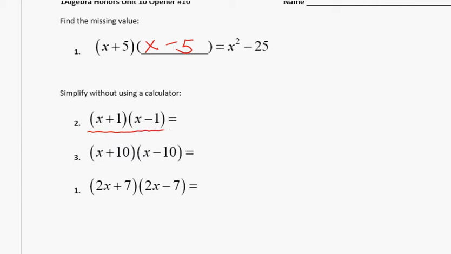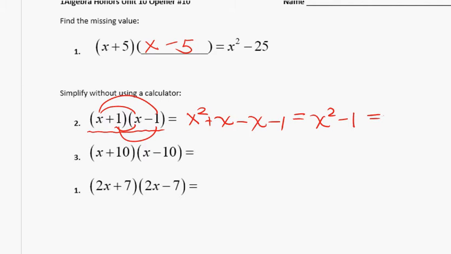The first one I'll do out again. So this is x squared plus x minus x minus 1, which is just x squared minus 1. Again, the difference of squares. This is the difference of x squared minus 1 squared.